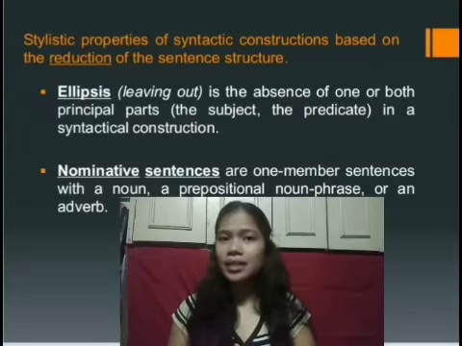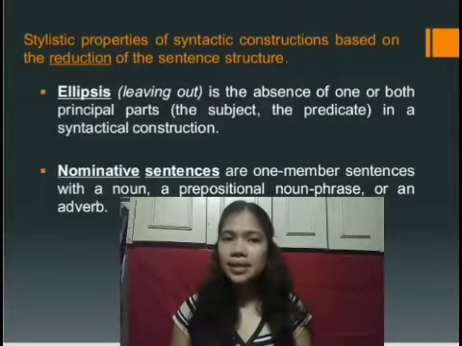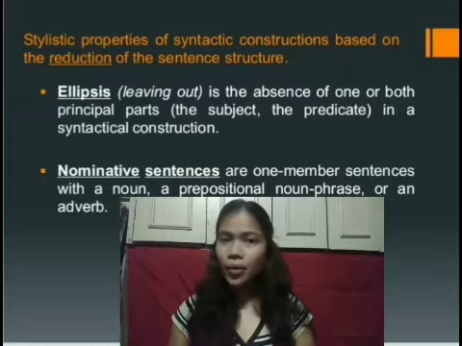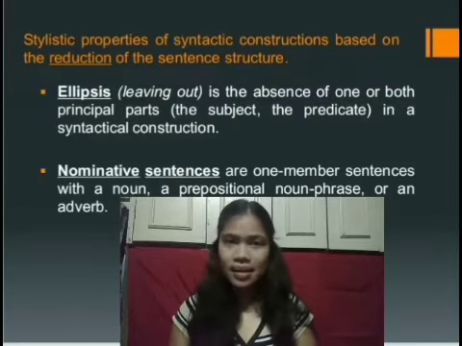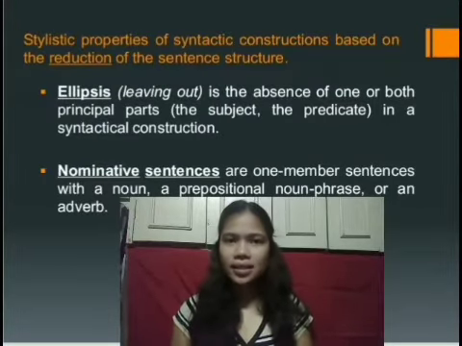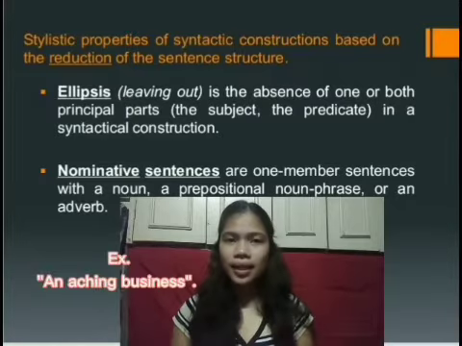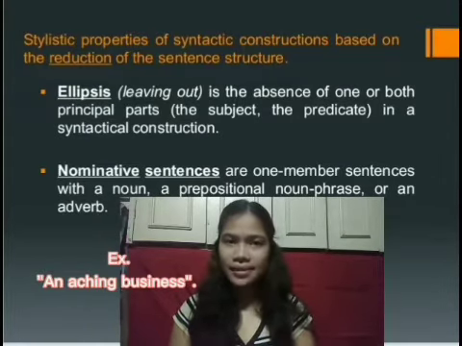Next is nominative sentences. Nominative sentences are one-member sentences with a noun, a prepositional noun phrase, or an adverb. In contrast with the elliptical sentences, they have only one principal part, with or without words modifying it. Example: an aching business. So it is considered a prepositional noun phrase.